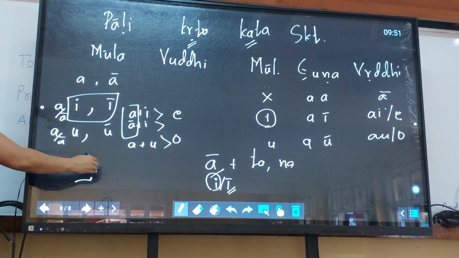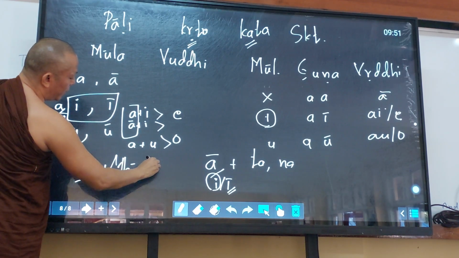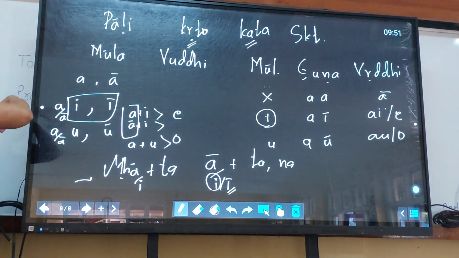So that is why in the past participle, the r is changed to the i. So it goes back to the mula stage. So in this way, it can be understood. That vowel system in Sanskrit and Pali is a little bit complicated.